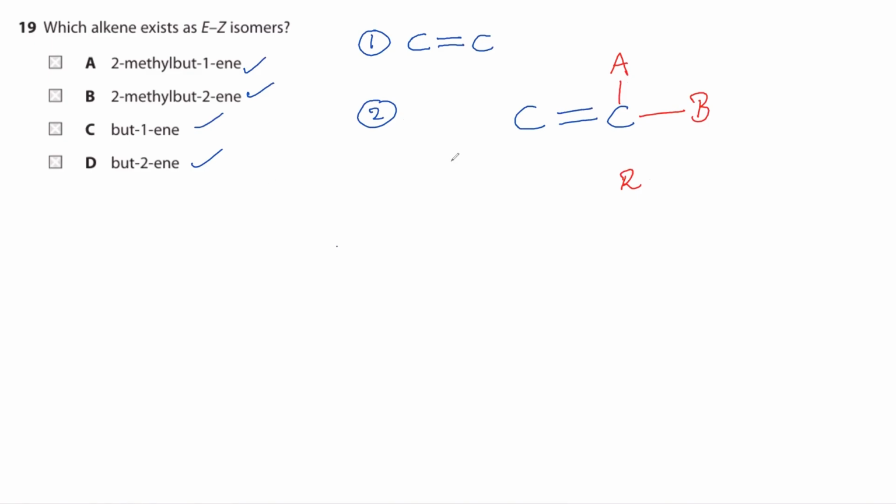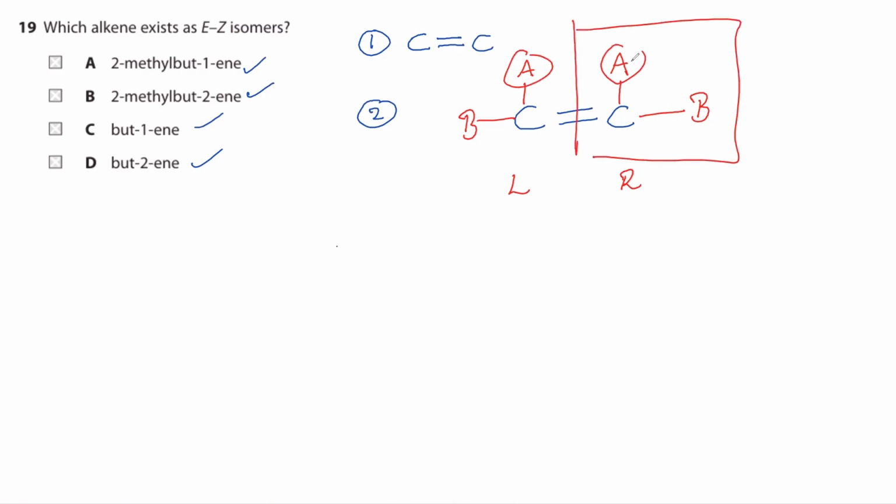Let's do it for the left side. Again 2 different groups. If this is A, the other group should be B. They don't worry about whether the left is the same as the right. They take the right side, 2 different groups. Then they take the left side, 2 different groups. Remember these 2 factors. To show EZ isomerism or cis-trans isomerism, you have to have a carbon-carbon double bond.